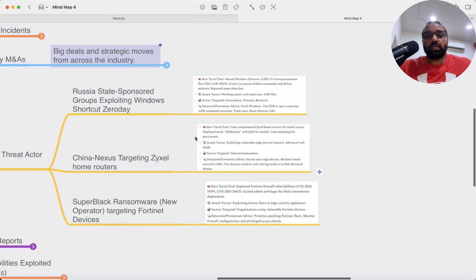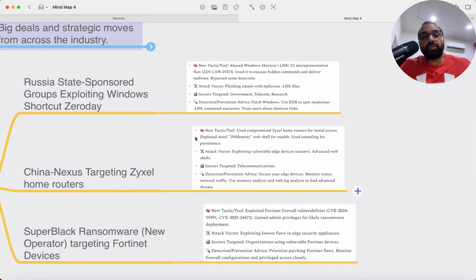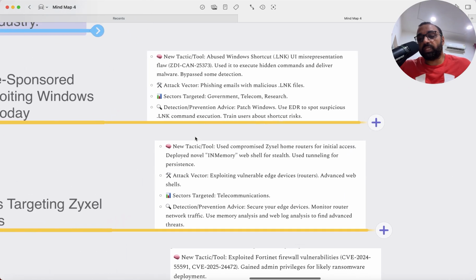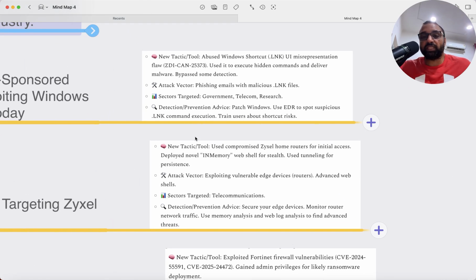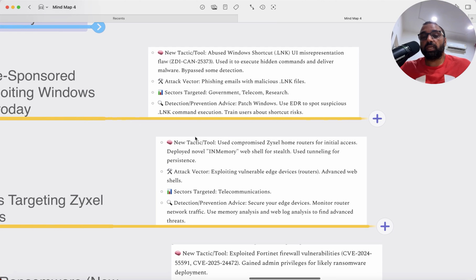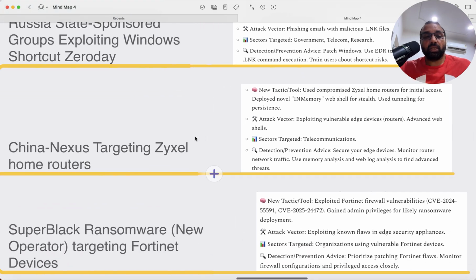Russia's state-sponsored group is exploiting a Windows shortcut 0-day. Essentially, this actor is sending phishing emails with malicious .lnk files, and these files have hidden commands, deliver malware, and bypass some of the tools. It's targeting sectors like government, telecom and research. Of course, you can patch Windows, and you can use an EDR to spot suspicious LNK file command execution and train your users about this risk.